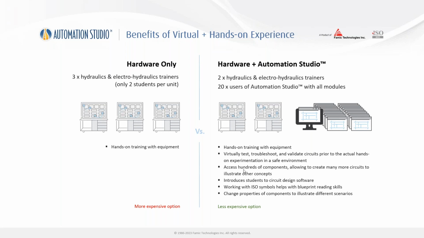You can access hundreds of components, allowing you to create many more circuits on your own. This will introduce students to circuit design software. Working with different types of ISO symbols will help with blueprint reading skills. You can change the properties of components to illustrate different scenarios. So all these things are possible if you have Automation Studio plus hardware, and this will be quite less expensive as compared to the hardware.